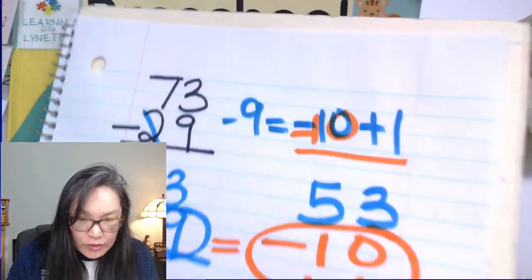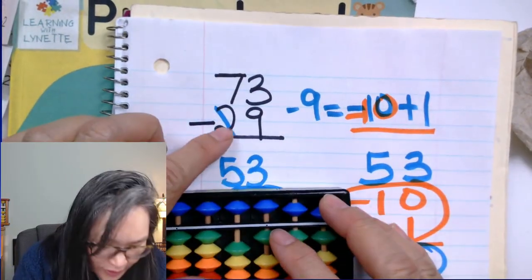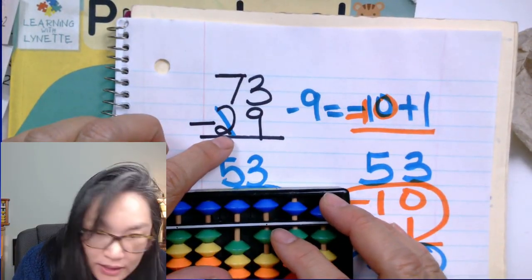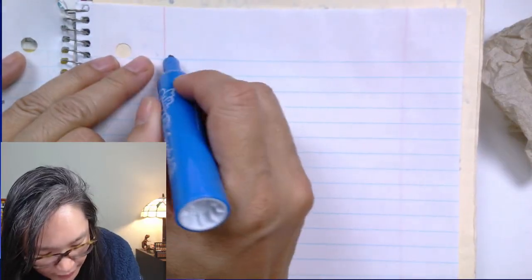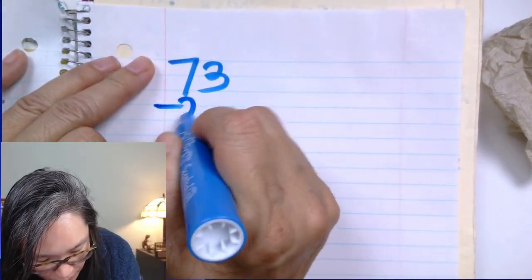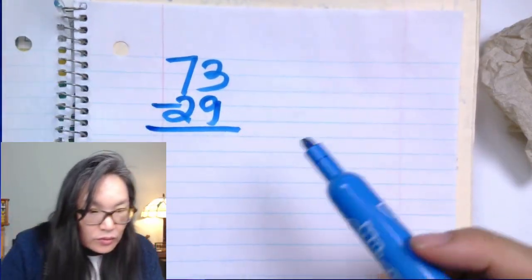The first thing we're going to do is look at this question: 73 minus 29. Now, there was a person that said, well, why don't you just make it into a 30? So let me rewrite this. 73 minus 29.